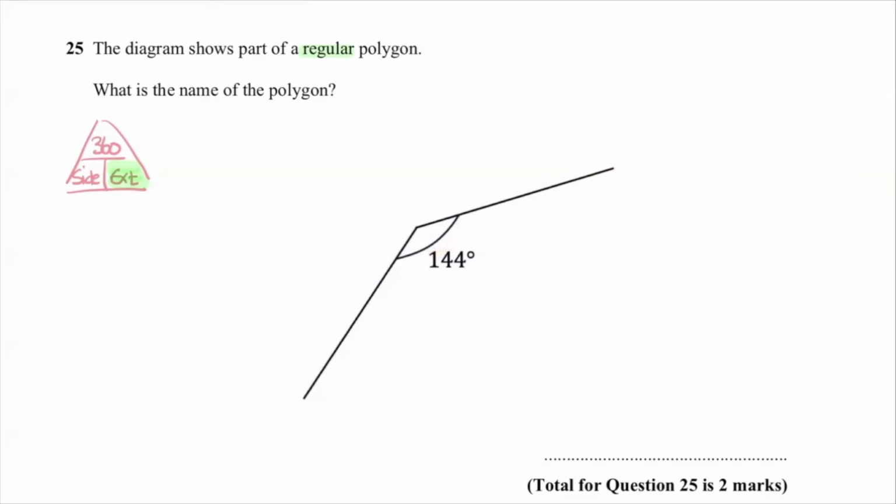The exterior sits on a straight line. So all I need to do here is 180, take away 144, which is 36 degrees. And then I take the 360, divide it by 36, and I've got 10. I'm being asked the name of the polygon, so it's a decagon for a 10-sided shape.